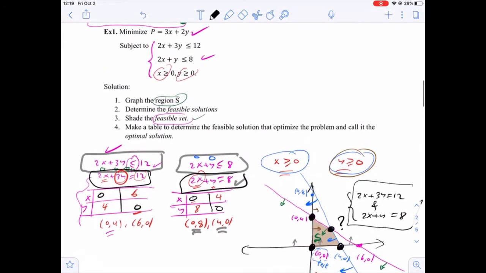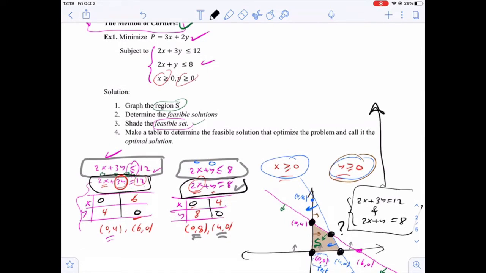Let me solve it here. So we have 2x plus 3y equals 12 and 2x plus y equals 8. Now we solve this to find the point of intersection x, y. We can use any of the methods that we learned: elimination method, substitution method, Gauss-Jordan elimination method, or inverse matrix method. Any method that you are familiar with or feel comfortable applying should work. I prefer to use the elimination method.